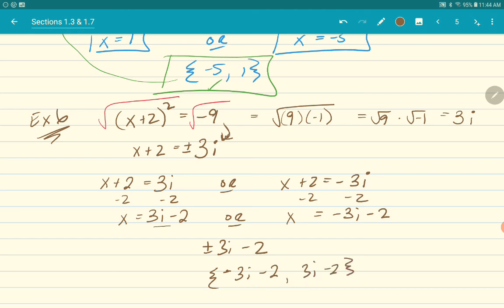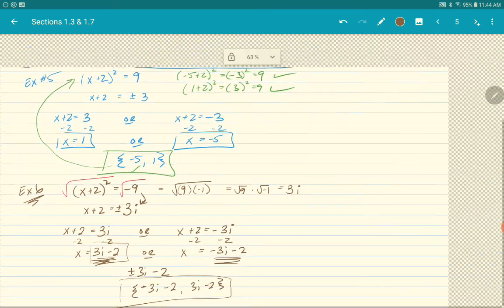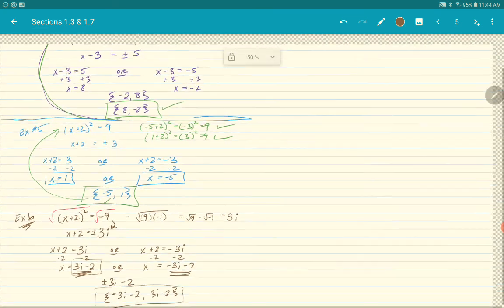The 3i minus 2, I cannot simplify that anymore because they're not like terms. One of them has that i on it, one of them doesn't. So that's as simple as I can get with that complex number. All right, so that's my final solution on this one. And that is going to wrap up the square root property for us.